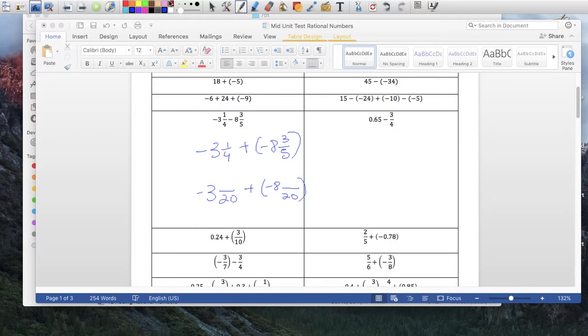So change colors, times 5, this could be a 5. Here was times 4, and 10 times 4, it could be a 12. Are they the same? Yes, they are. So we can add them, right? So my answer is going to be negative. Negative 3 and 8 is 11. And then 20 at the bottom, 5 and 12 is 17. That's my final answer. This one, 0.65 becomes 65 over 100.